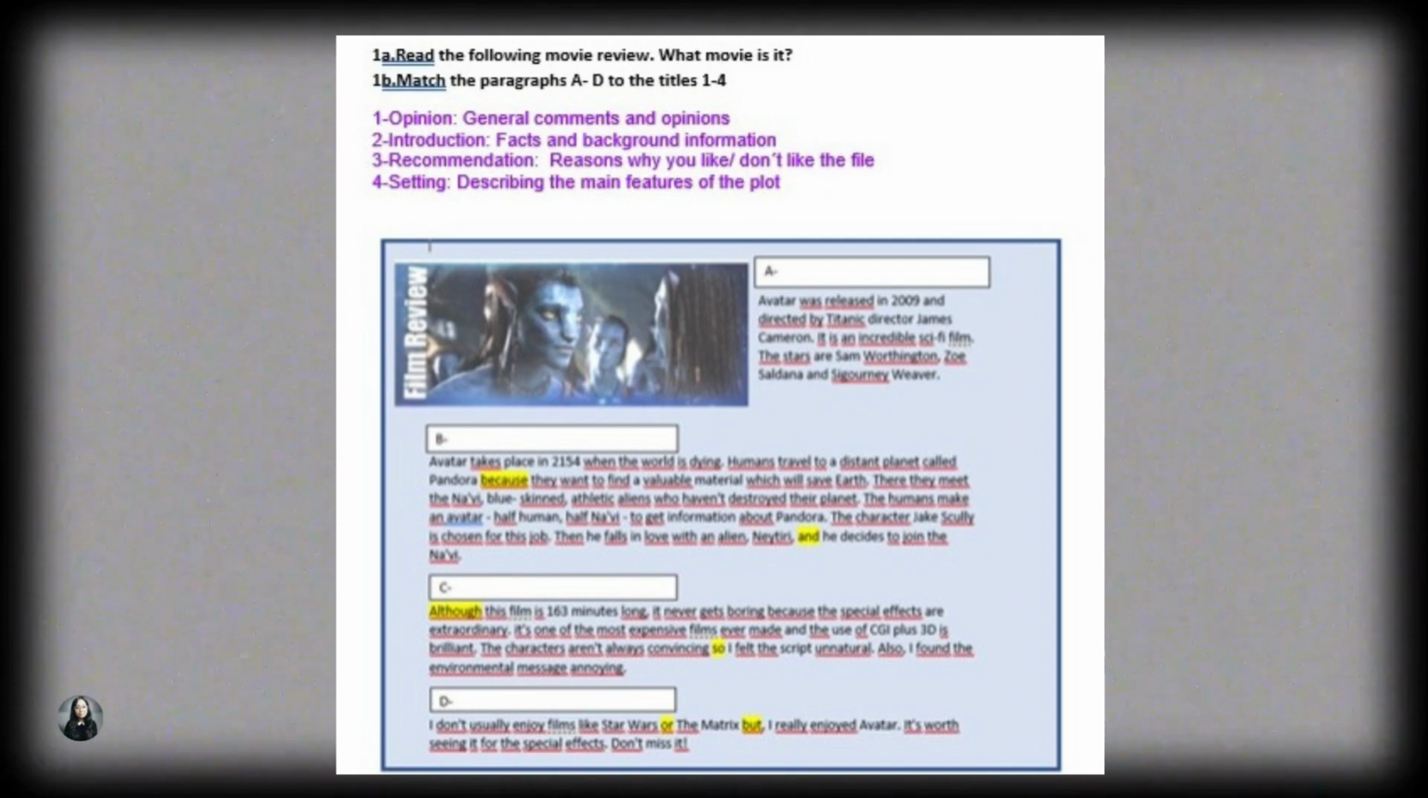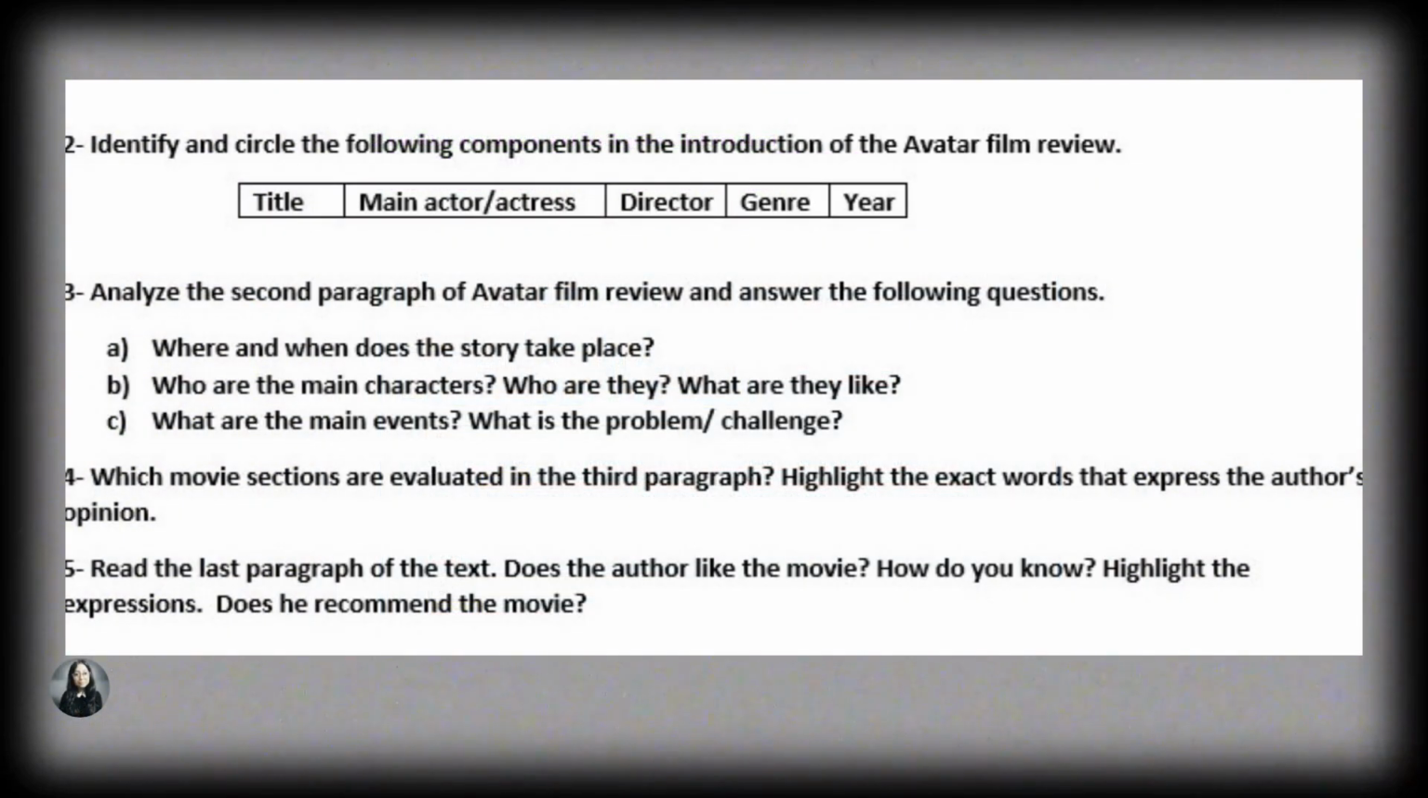In the first activity, students will have the first approach to a film review. We will ask them to read and identify the movie genre. Then they will match the paragraphs to the headings. With this activity, we expect our students to start decoding the format and the content of each part of a film review, such as the introduction, the setting or plot, opinion, and recommendation. This is a general overview of the structure of the film review. We will continue with a more detailed analysis of each paragraph.